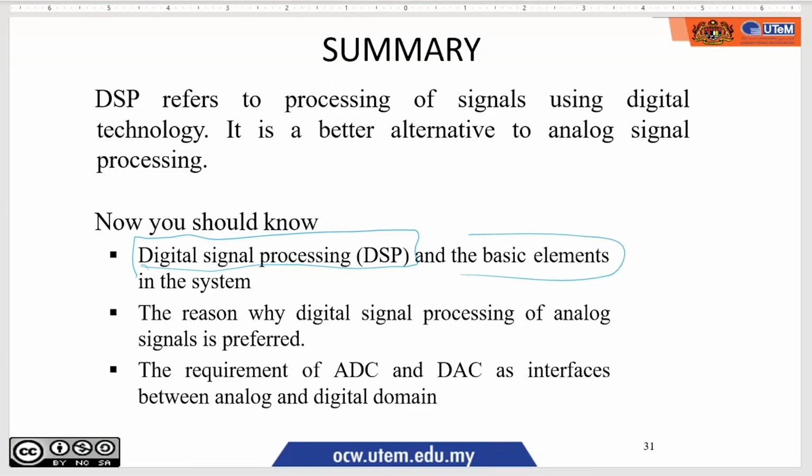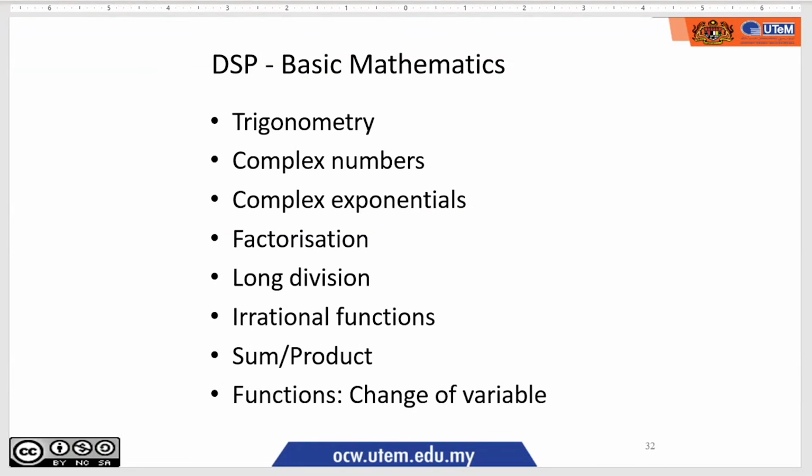So like I said in the first slide before, we have signal, system, and DSP, the three elements. So what the signal is all about, what the system is all about, and what the processing is all about. And as a student, you should be capable of explaining the reason why digital signal processing is preferred rather than analog, and the requirement of ADC and DAC. So that's all for the lecture for today.